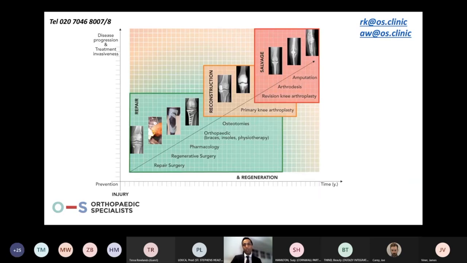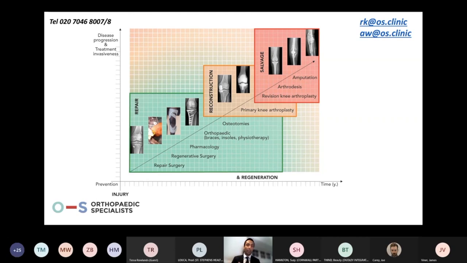So what is the philosophy that we're trying to keep with these patients? Well, this slide summarizes everything in my talk that I want to give to you today. What I'm trying to keep is patients in the green, and this is what we're trying to achieve together, that we keep patients going with very simple things. So making sure that if there are bracing techniques, we provide them with braces. If there's physiotherapy rehab potential, we give them the rehab options. If we can manage them with pharmacology, with simple injections or non-steroidal anti-inflammatories, that we keep them in that area.